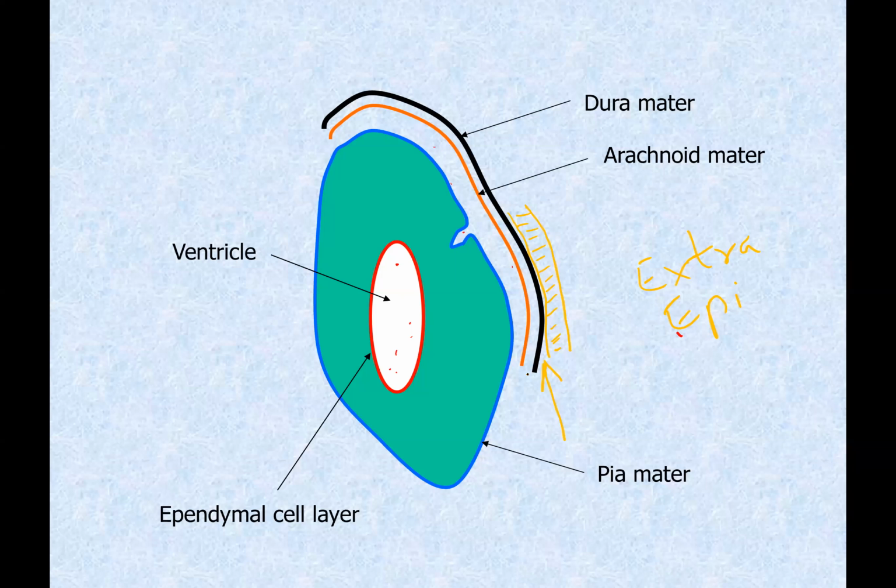Then the space between the arachnoid mater and dura mater, since it is under the dura mater, it is called subdural space. Subdural space.